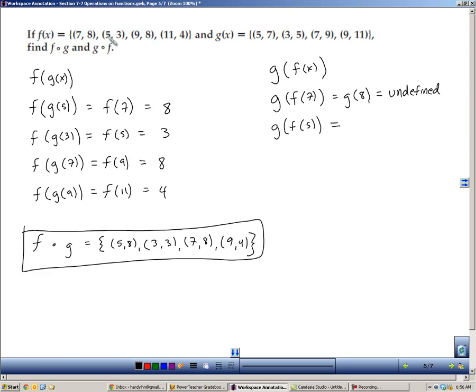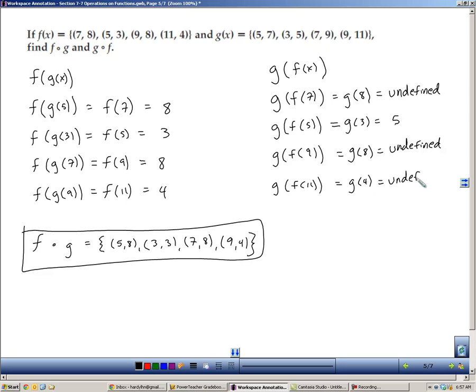Next one, plug a 5 in for the f function, get a 3. So we're looking for g of 3. G of 3 is a 5. F of 9 gives us an 8, so we want to find g of 8. And g of 8 does not exist again, so that's also undefined. Last one is f of 11 gives us a 4, so we want to find g of 4. 4 is not in the domain of the g function, so our last one is also undefined.